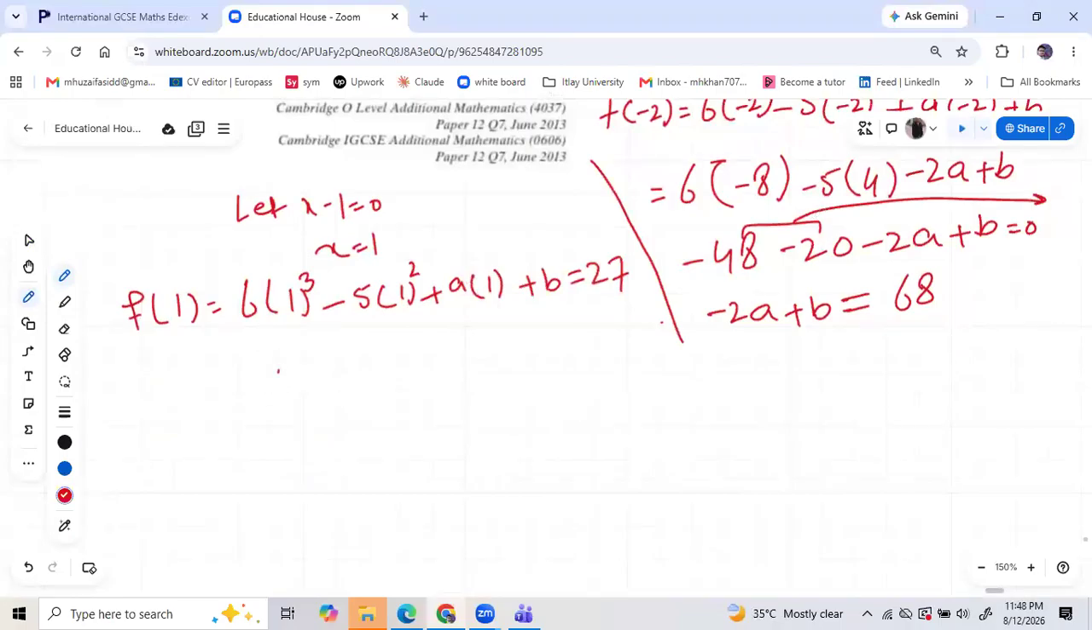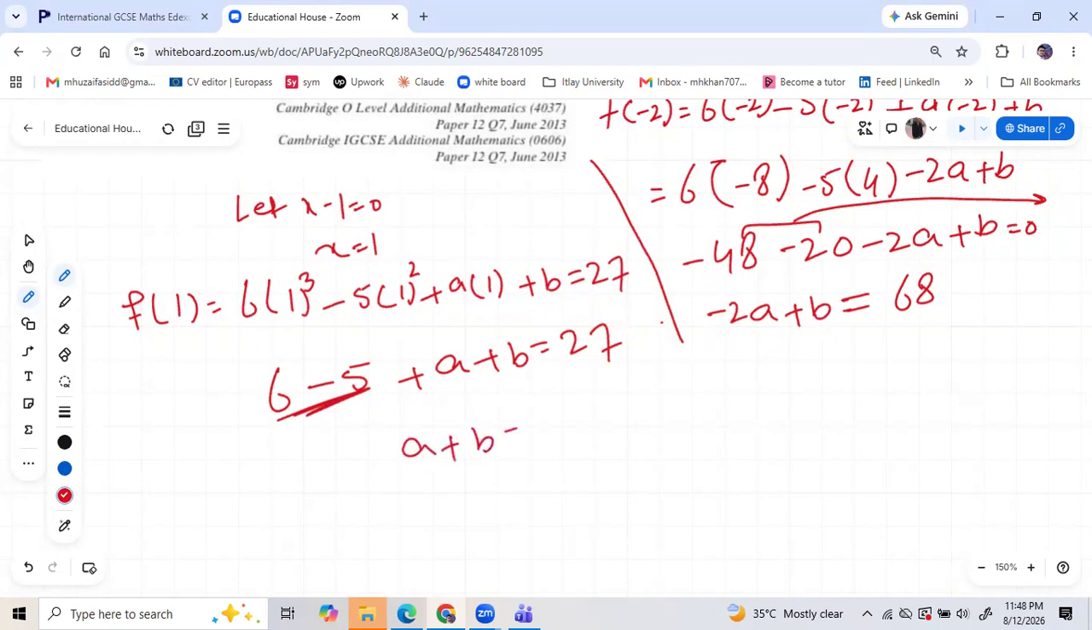So this is 6, this is 5, plus a plus b is equal to 27. And 6 minus 5 is equal to 1, and 1 goes to the other side as minus 1. So 27 minus 1 is equal to 26. So look at it here: minus 2a plus b is equal to 68, and a plus b is equal to 26.